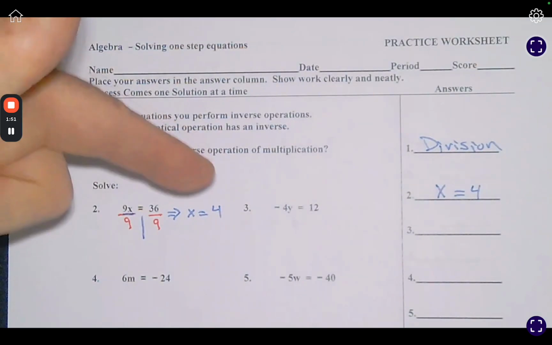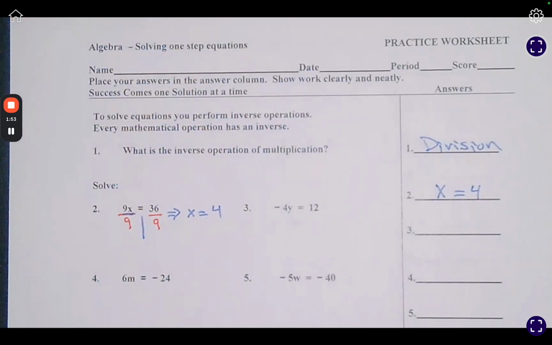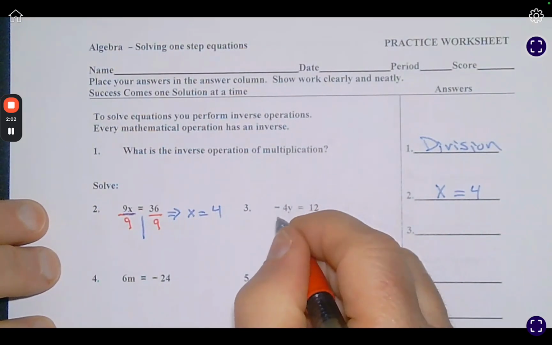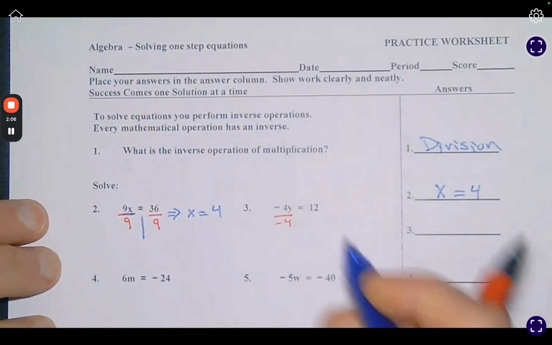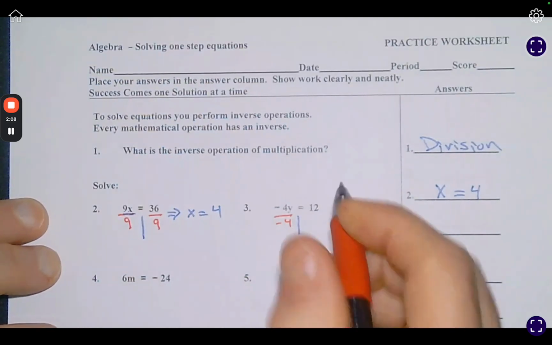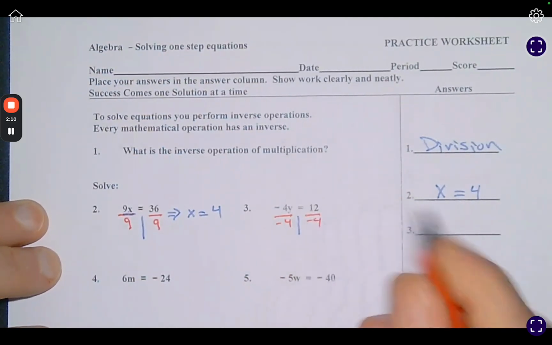All right, now that's -4 times y. All right, that's really important. That's a negative, not a subtraction, not in that context. So what am I going to do? I'm going to undo that multiplication by -4. I'm going to do it there. And remember, what I do to the left, I need to do to the right.